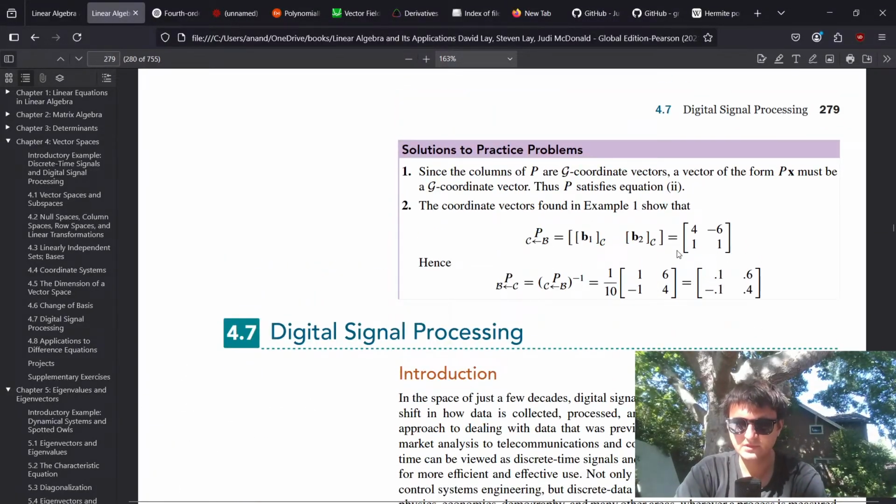Nice. And then, since the columns of P are G coordinate vectors, a vector of the form Px must be a G coordinate vector.